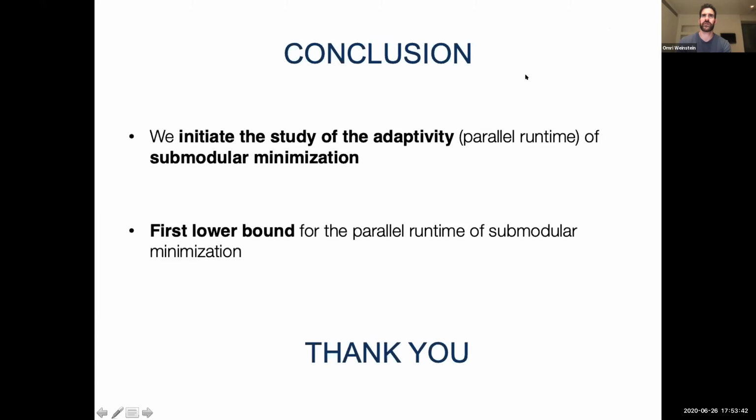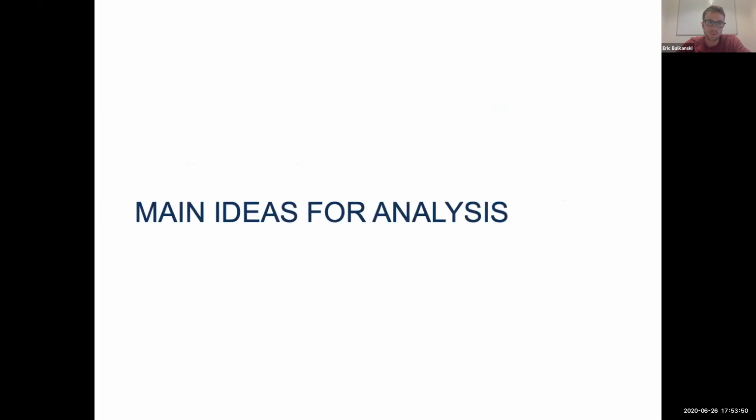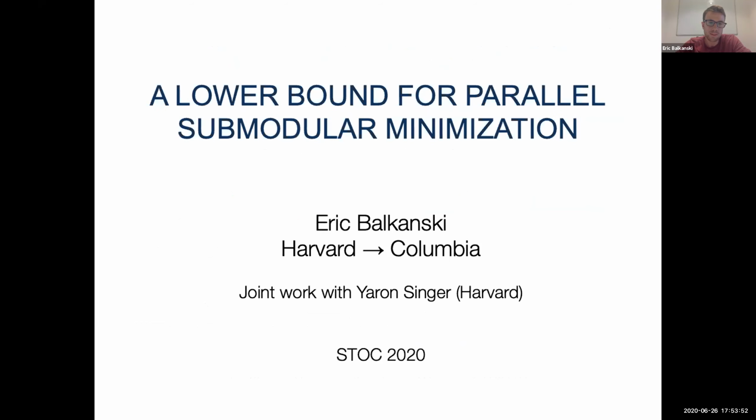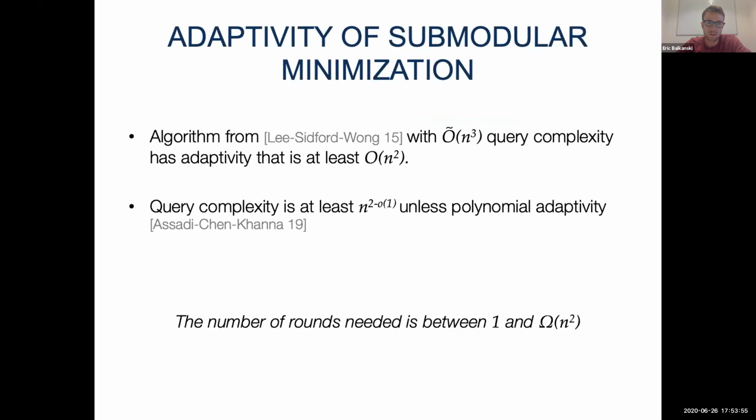So Eric, what is the number of rounds of the best upper bound? Yeah, so the best query complexity is n cubed, and this has at least n squared iterations. So the best upper bound would be at least n squared. I'm not sure exactly what it is, but it's at least n squared.